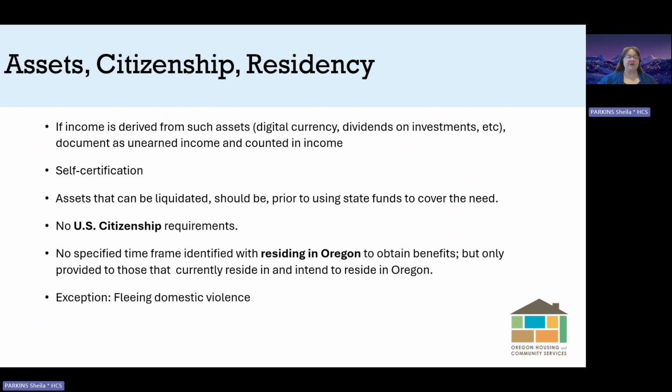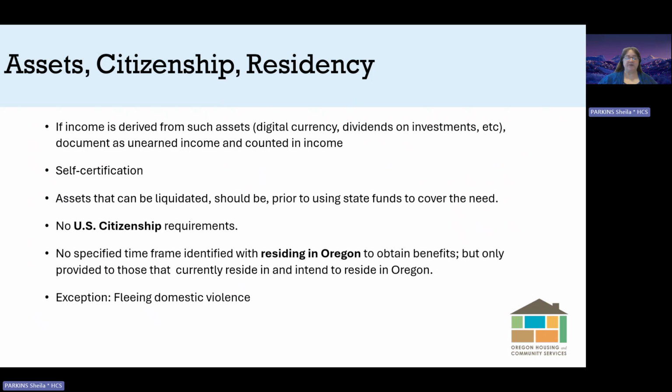It is also important to remember that assets that can be liquidated should be prior to using state funds to cover the need. This does not mean that if a household has a single car that they're required to sell the car before receiving services, but if a client has 5 cars, then yes, they probably should be looking at trying to sell a few of the cars to meet the need rather than using limited state resources.